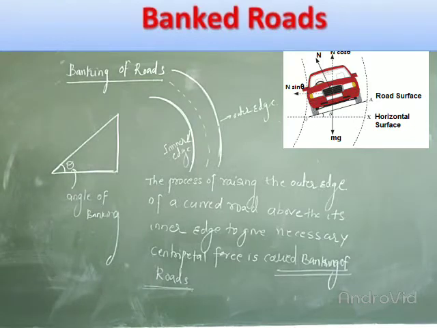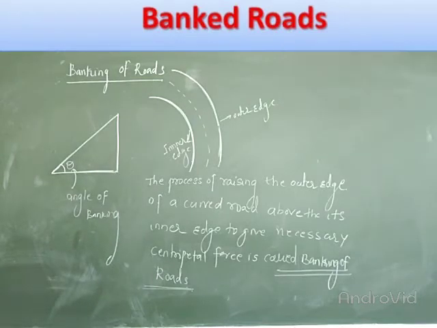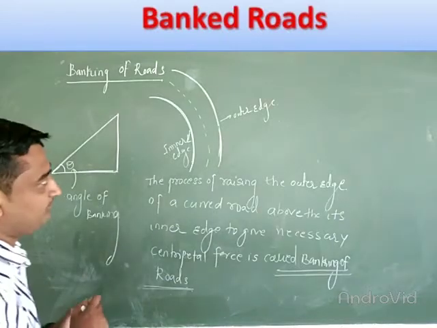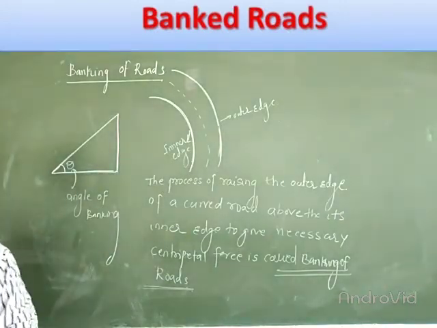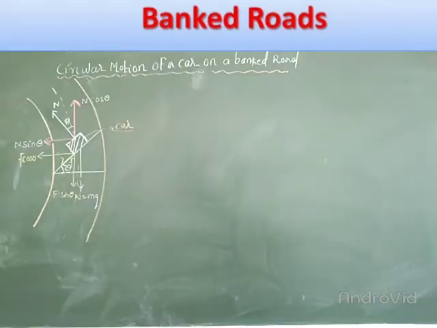The angle by which the outer edge of the curved road is raised is called the angle of banking. The next point we have to derive here is the expression for the circular motion of a car on a banked road.